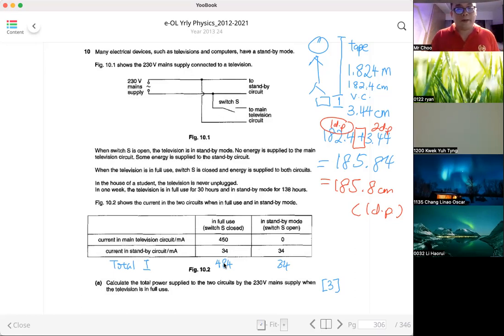All right. Now, you're going to find the total power. How to do this? Total power when in full use, power is equal to VI. Your V in this case is 230. Can you see here? 230, 230. So it's 230 multiplied by the total current, which is 484.